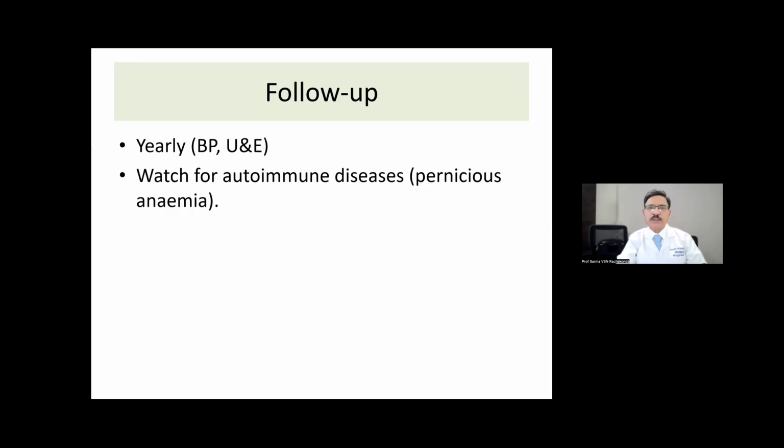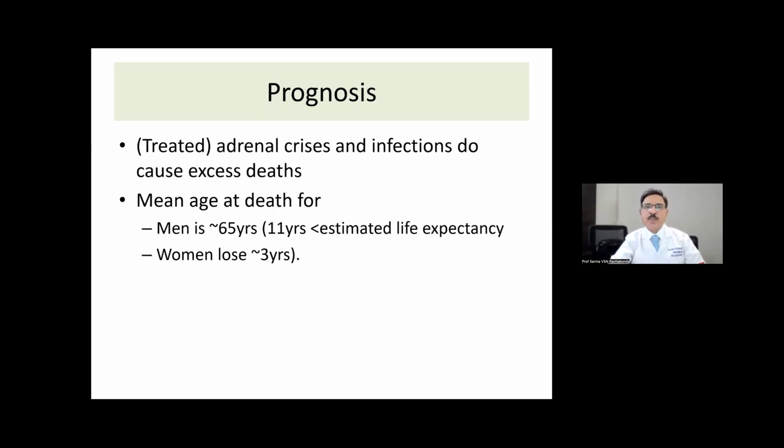Watch for autoimmune diseases, because other autoimmune diseases and Addison's disease occur together. The same gentleman, Dr. Addison, described pernicious anemia as well as Addison's disease. Okay, what is the prognosis like?